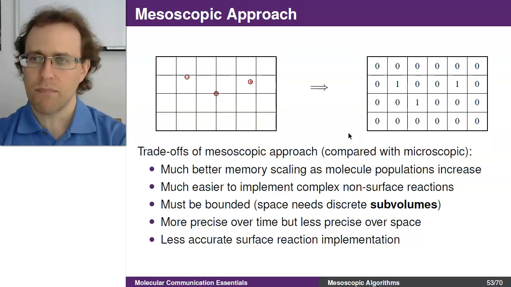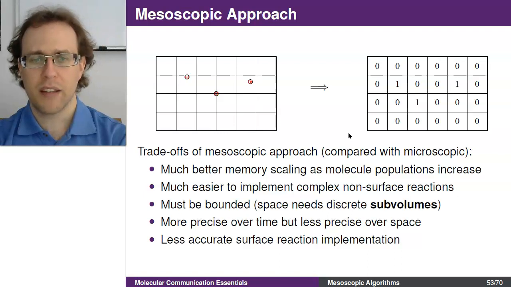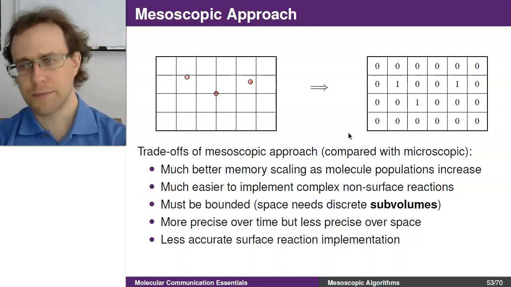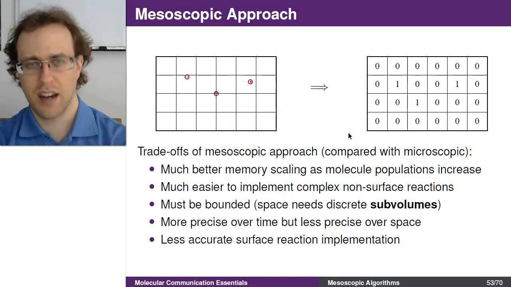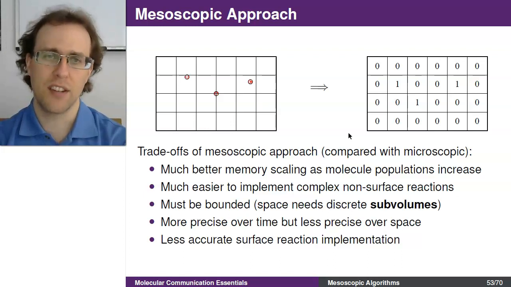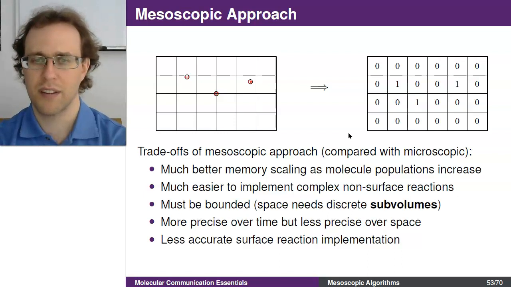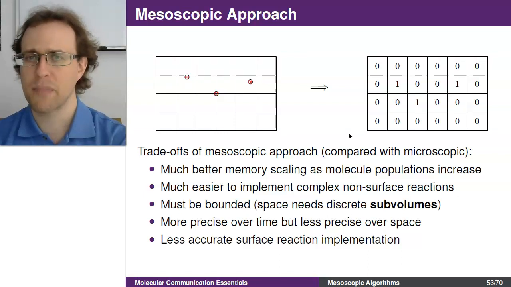The other point I want to make is that the mesoscopic approach is discrete in space, but it is continuous in time, which can be quite useful. So it's more precise over time, unlike the microscopic approach, which is discrete in time because of the time step, and continuous in space. That's another interesting part of this trade-off.